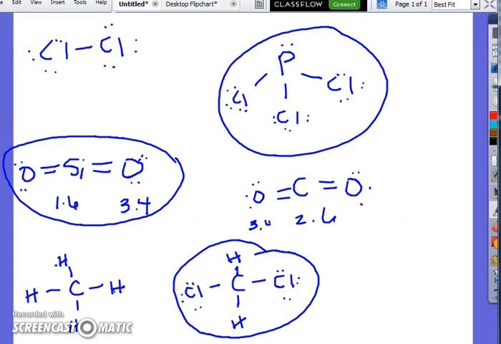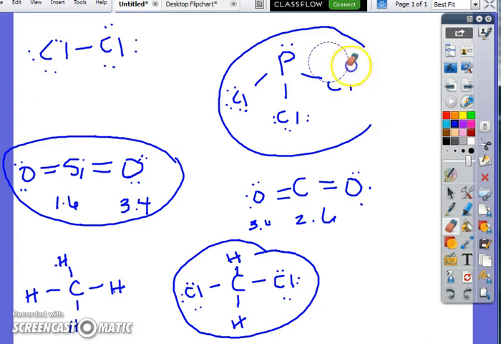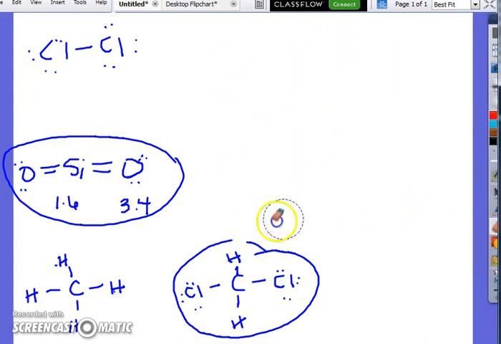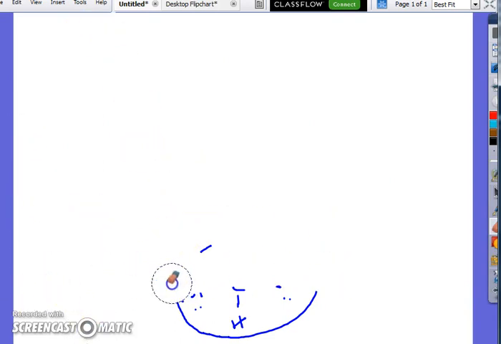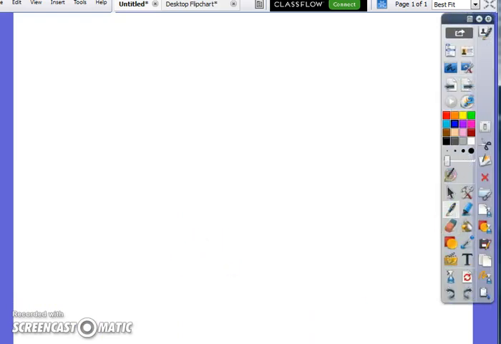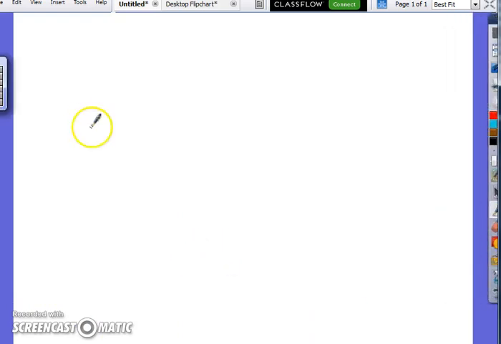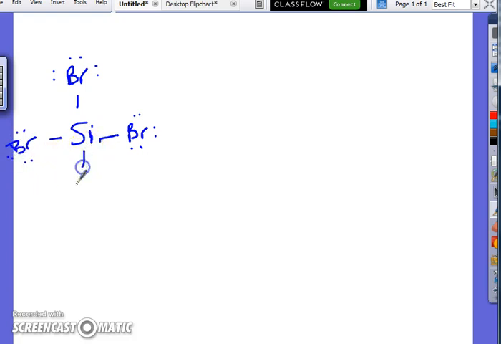We got two more. Silicon tetrabromide. Again, silicon's going to bond a lot like carbon because it's in the same group. So this is looking pretty nonpolar versus HCN.